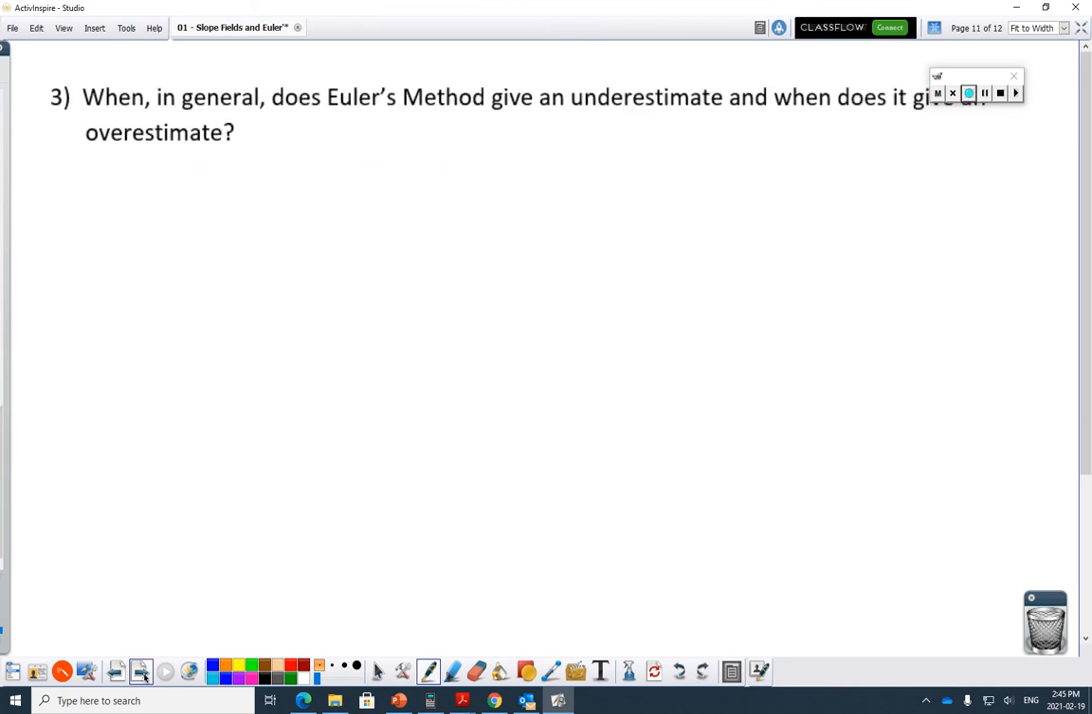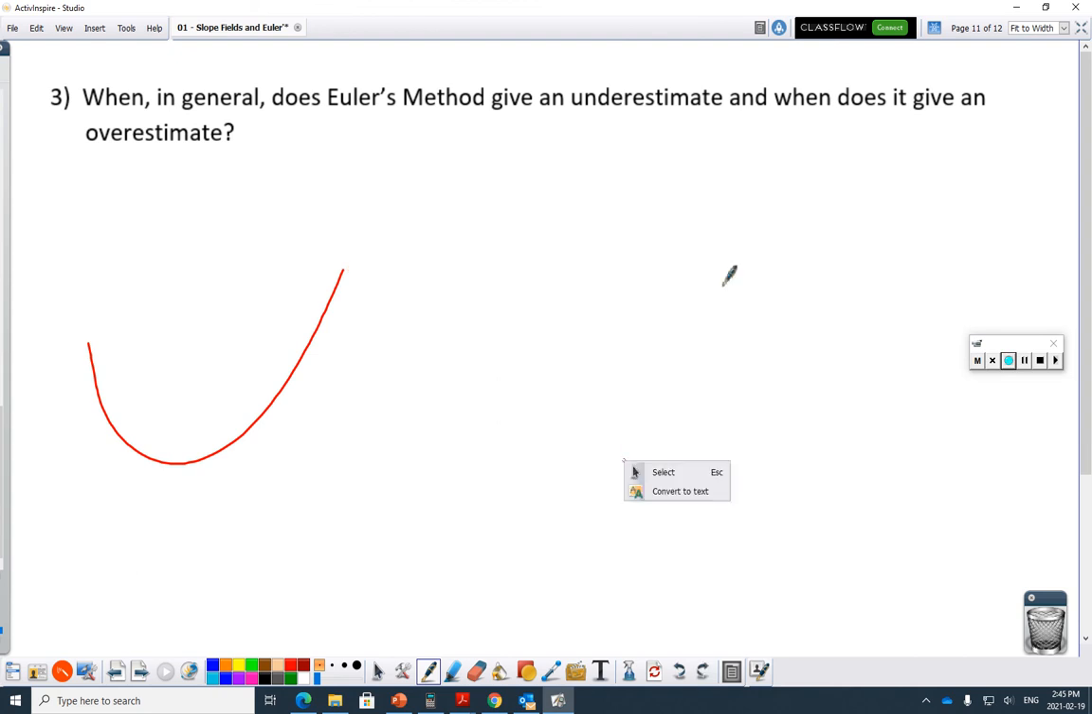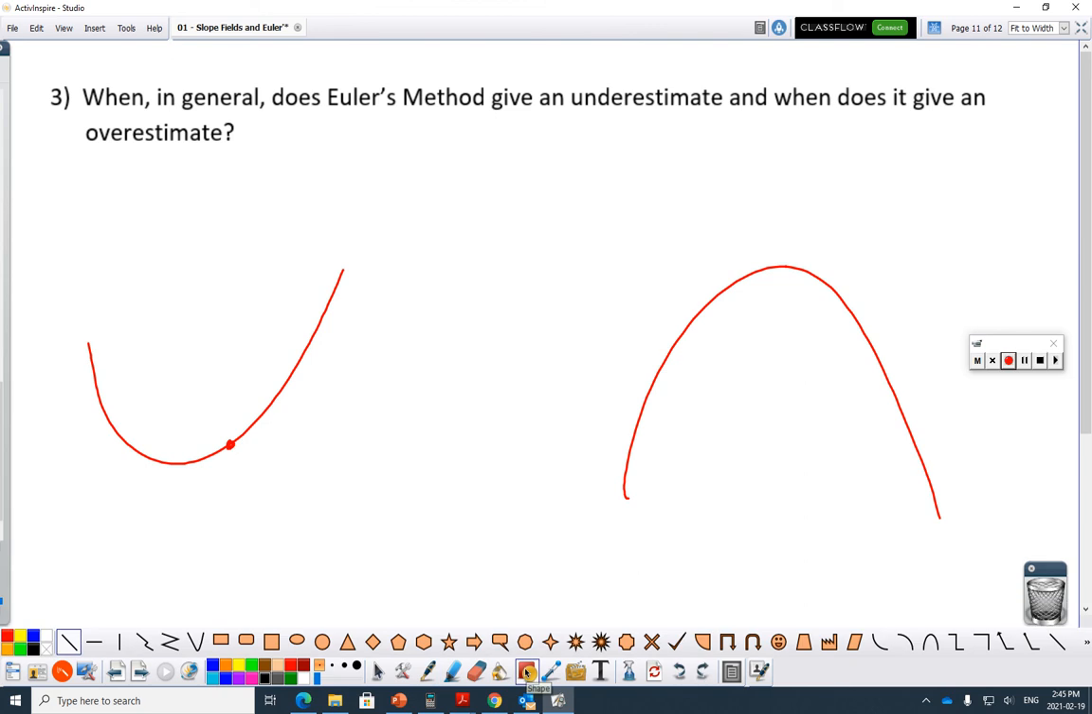Okay, last thing. In general, does Euler's method give an underestimate, or does it give an overestimate? Or sorry, when does it give an underestimate and overestimate? I'm just going to draw. You maybe sort of know what's coming here. Again, it's tied to concavity. Euler's method is going to use the slope to estimate a new point, the slope of the tangent. So there's the slope of the tangent right there.